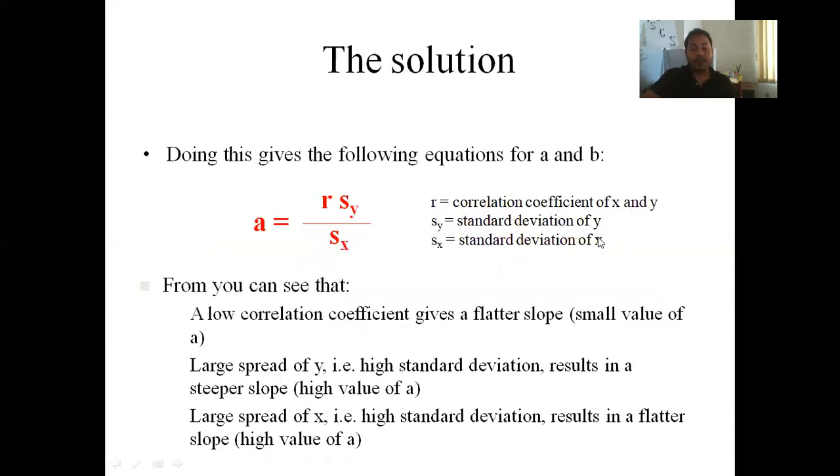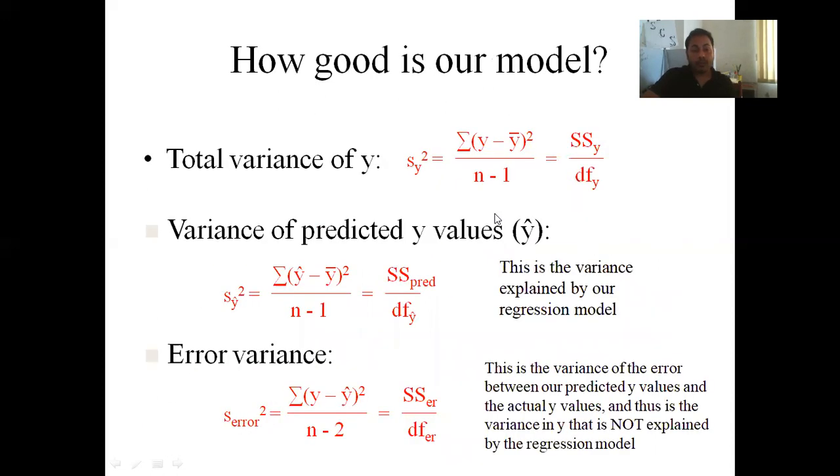Basically, we are doing just simple mathematics here. So how good is our model? It actually depends on this variance: variance of predicted y values and error variance. The variance of predicted y values is the variance explained by our regression model, and error variance is the variance of the error between our predicted y values and the actual y values, and thus is the variance in y that is not explained by the regression model.